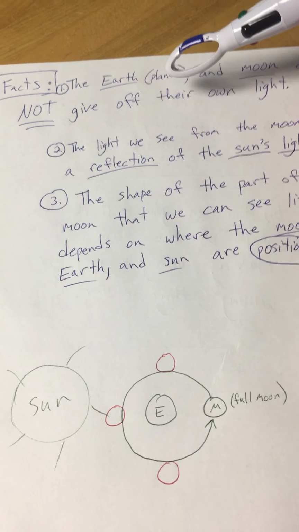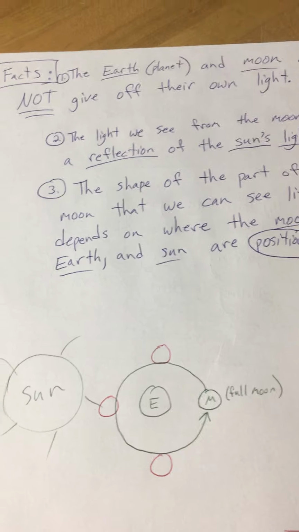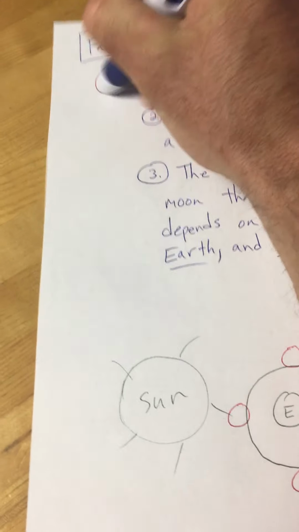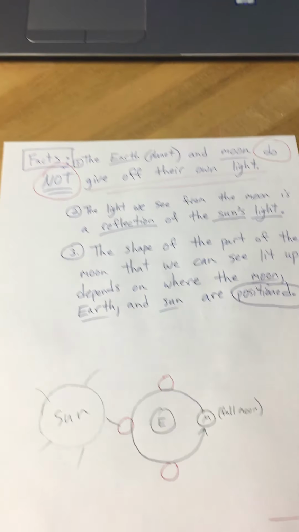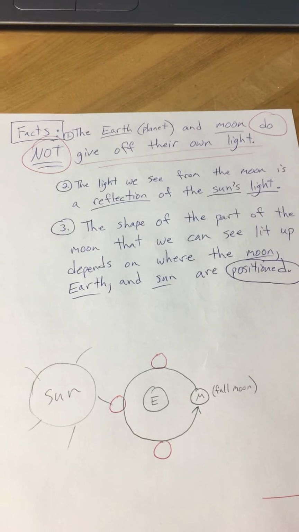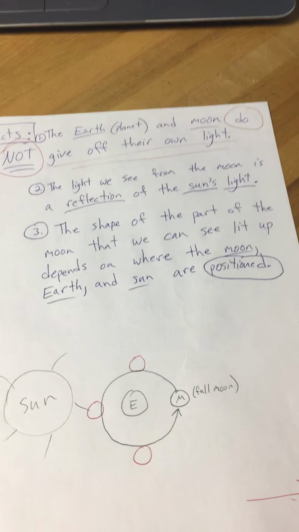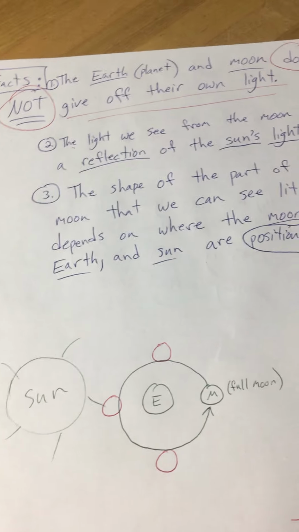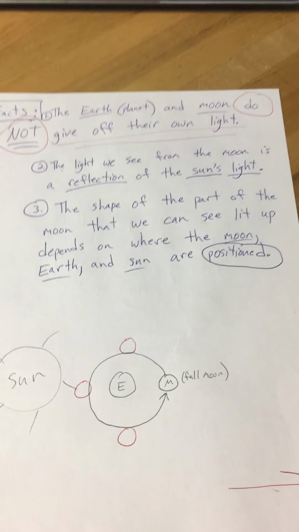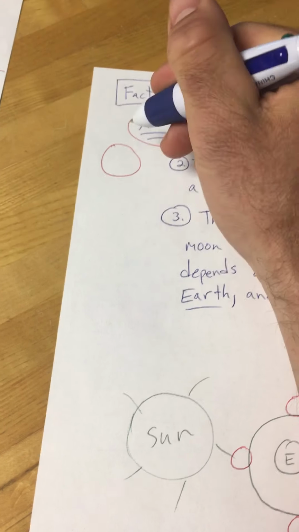Facts. The Earth is a planet, and the moon, so the Earth and the moon do not give off their own light. They do not give off their own light. And you're all saying, well, what about the moon? It shines light on us every night. The light that we see from the moon is actually a reflection of the sun's light. That's what number 2 here says. The light we see from the moon is a reflection of the sun's light. The moon does not give off its own light.